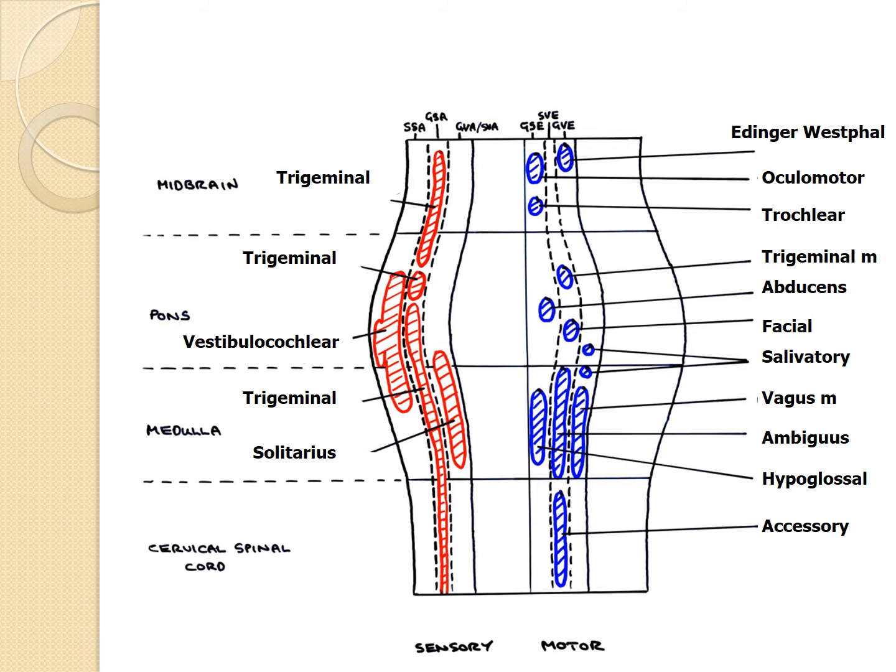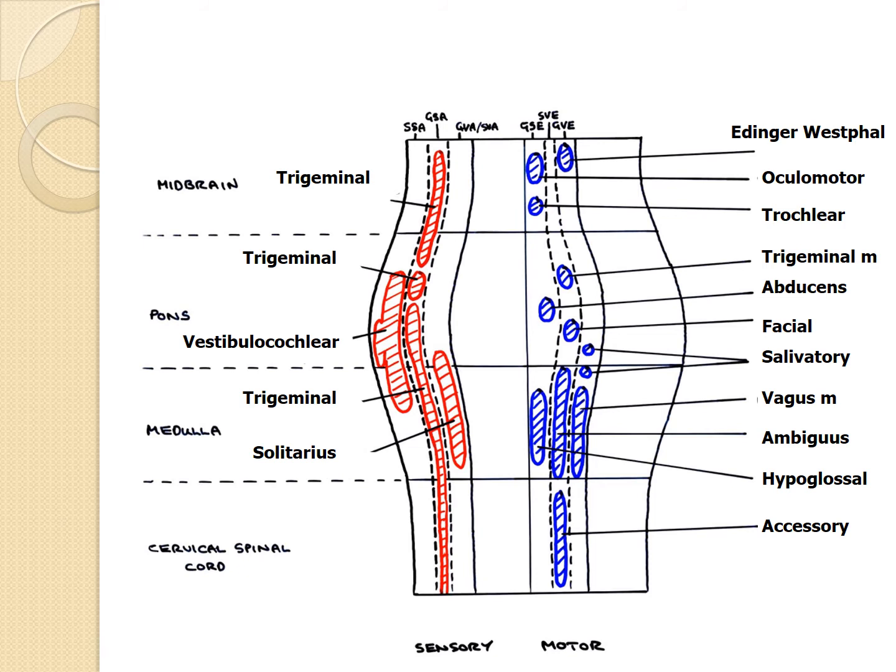So on the motor side of things, we have 6 main points to help you remember where everything is. So the first point is for the Edinger-Westphal nucleus, which is similar to the oculomotor, so therefore it's found at the same level in the midbrain. However, it's in GVE and oculomotor is GSE. To help you remember that, W in Edinger-Westphal is close to V, and oculomotor O is closer to S.